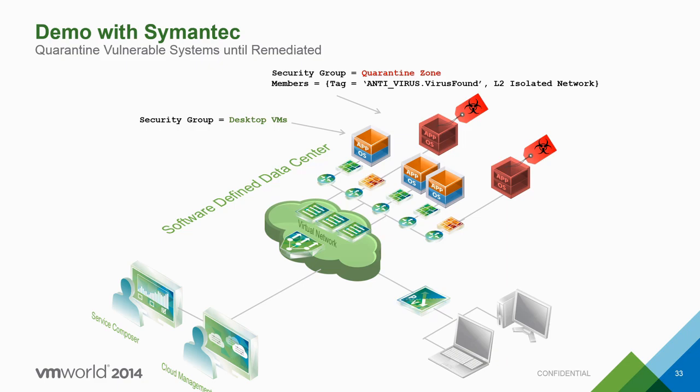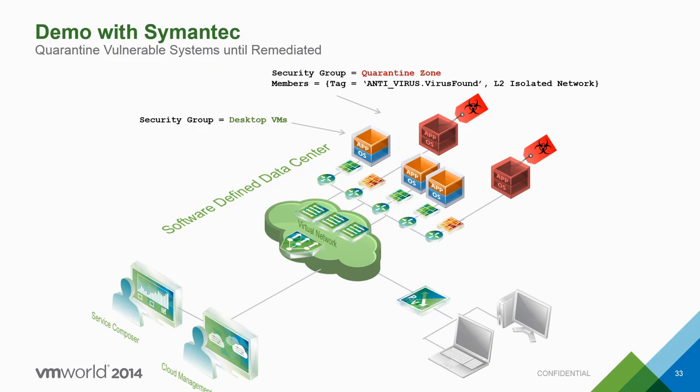You may know that on vCenter for a while, you have the ability to put tags on a VM. Manually, you can add tags on your VMs. And that's what Symantec is doing, actually. It will tag those two VMs, so it will tell vCenter, please tag those two VMs with this tag. Okay? So now vCenter knows those VMs have the tag antivirus, virus found, L2 isolated network.